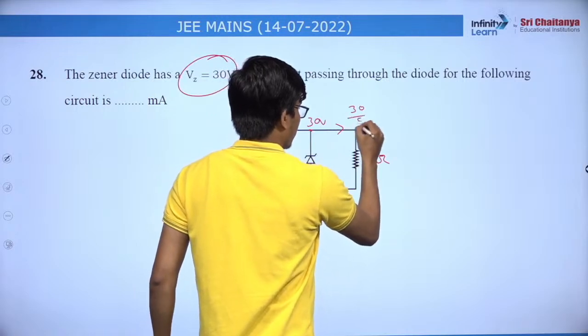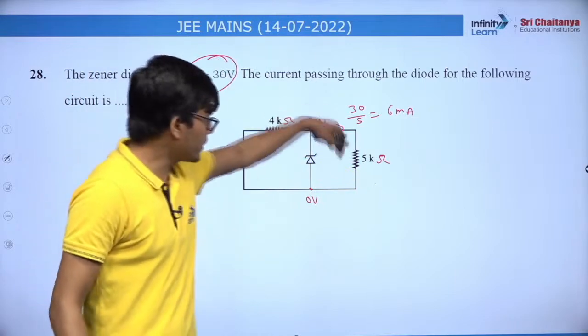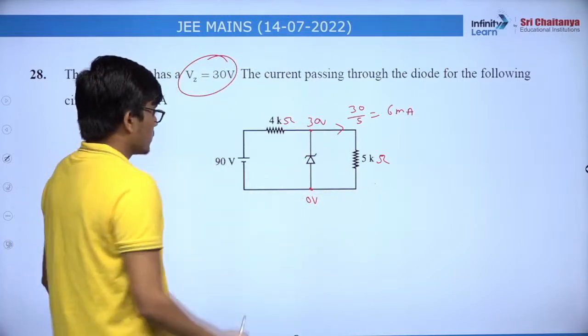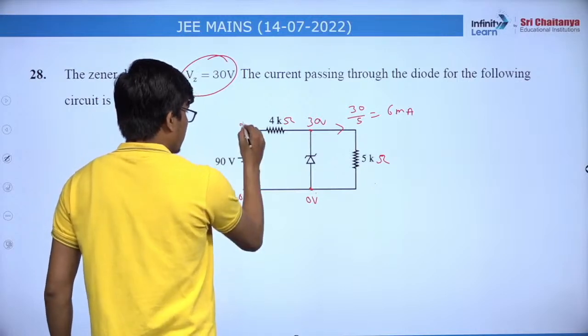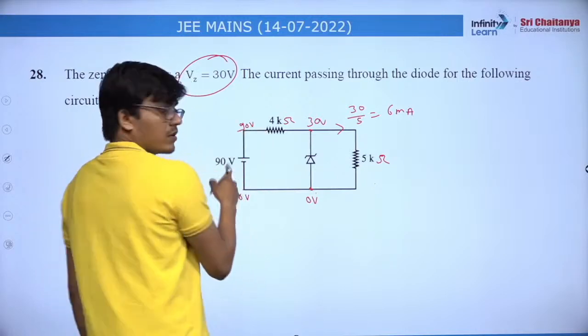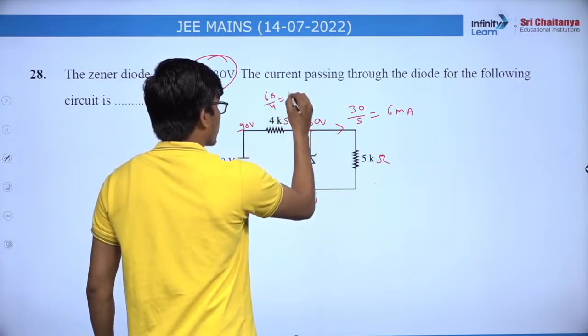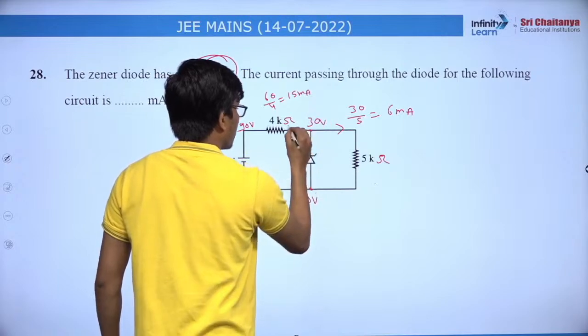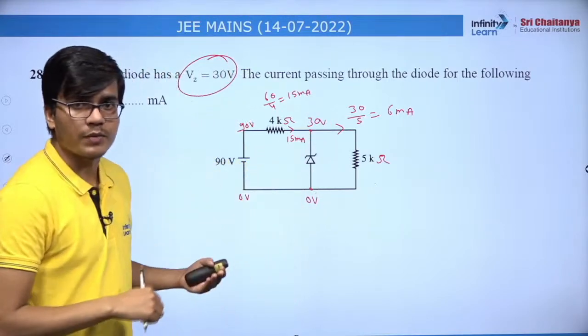30 divided by 5, so this is 6 milliampere. That is the current in the 5 kilo ohm. Now if here is 0, here will also be 0, and this is 90 volt, right? And 90 minus 30 is 60, and the resistance is 4, so this should be 15 milliampere, which is the current from the 5 kilo ohm resistance.